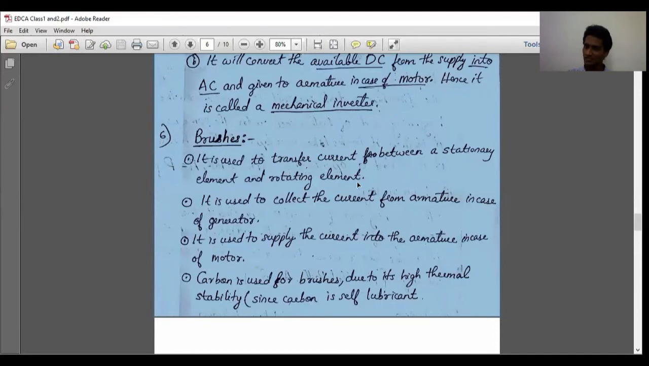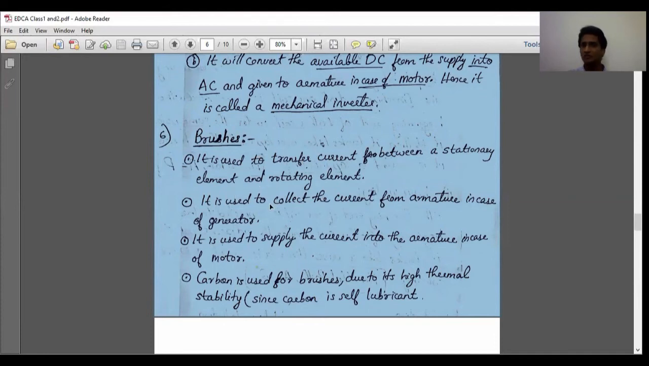That's also already discussed. What is the use of brush? It is used to give or take current from a rotating element. In other terms, it is used to transfer current between a stationary element and rotating element. That's the purpose of our brush.